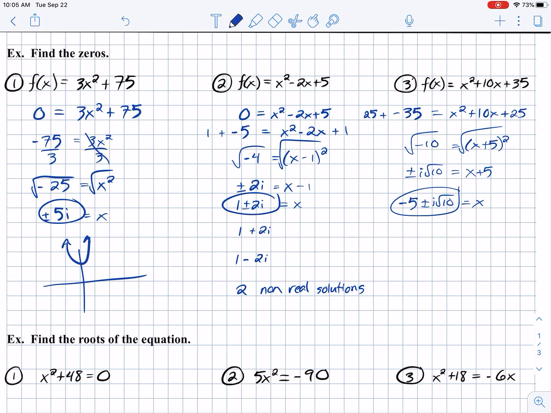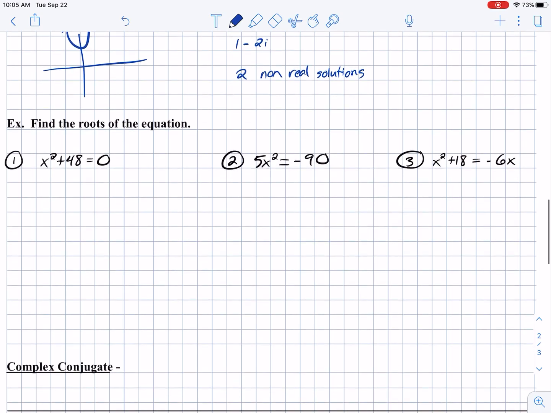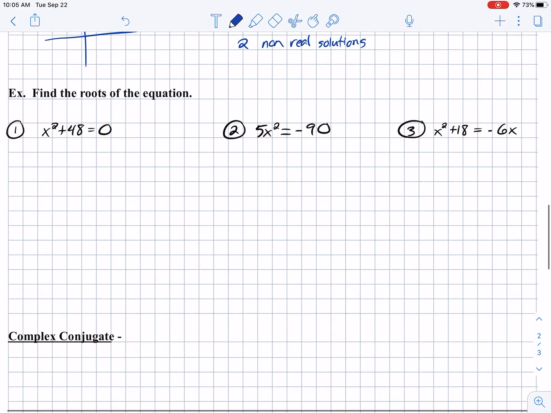All right. Same thing applies when we're finding the roots of equations, right? You can have non-real roots. For number 1, we would move our 48 over. Take the square root of both sides. You're going to have a plus or minus.